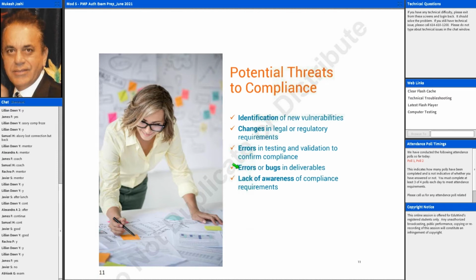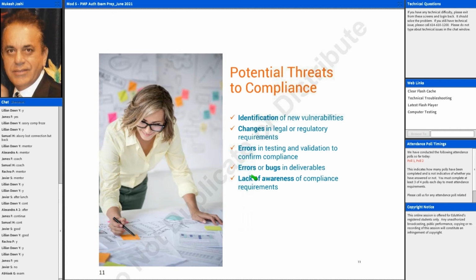Errors or bugs in deliverables, and lack of awareness of compliance requirements. This is a threat, a very huge threat. Well, I was not aware of that. Well, hold on for a second. That's your responsibility. Read the specifications. What are you manufacturing? And what compliance is required? For example, in the United States, we have different codes and standards than CSA. CSA is the Canadian Standards Association. They have their own standards.